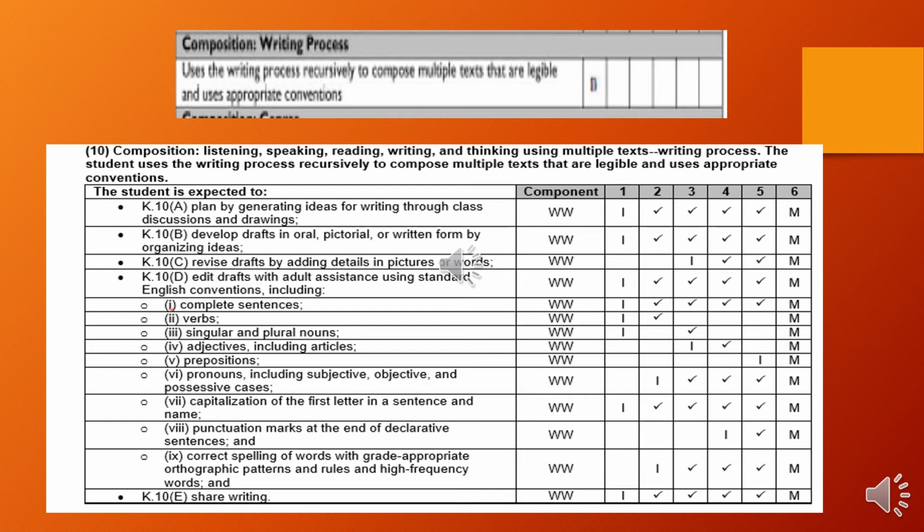and then in the sixth 6 weeks, mastery is expected. But if you go down to K.10c, notice that this concept is not introduced until the third 6 week period, and that is the expectation. And at the end, again, we would like to see mastery. So if you notice, for your child to receive an M under composition writing process, all the standards that you see right underneath have to be mastered, not just the one that is taught in that 6 week period.